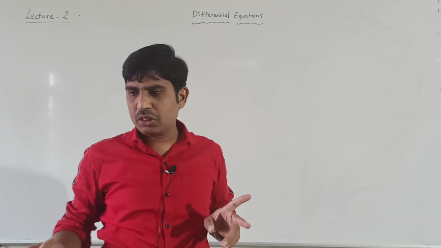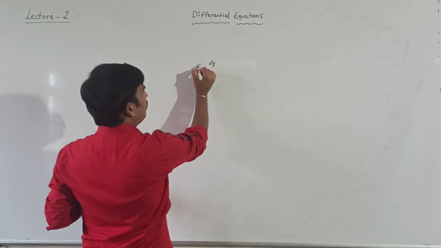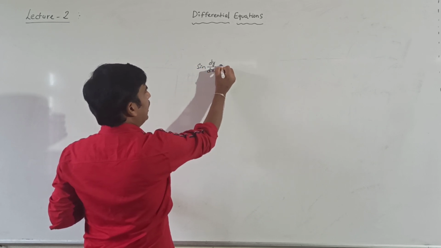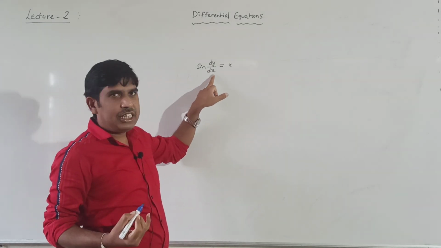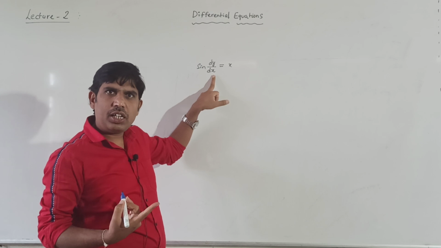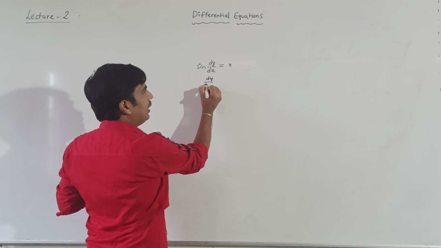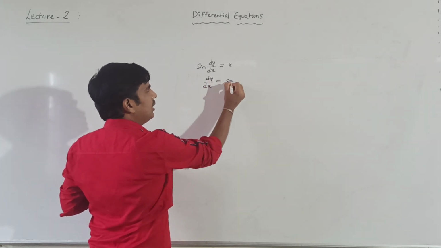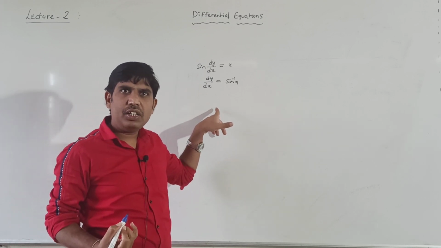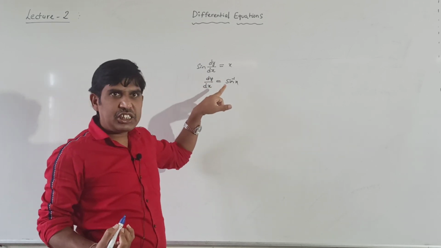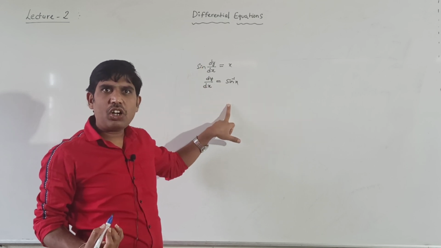Sometimes it reduces. In the last class we discussed one problem like this: sin(dy/dx) = x. Here it is a transcendental function including derivatives, but just by looking we cannot say degree is not defined for this one. Now how to write this? dy/dx = sin inverse x, so degree is defined. That's why we have to verify whether, if you interchange or eliminate that, the degree is defined or not.